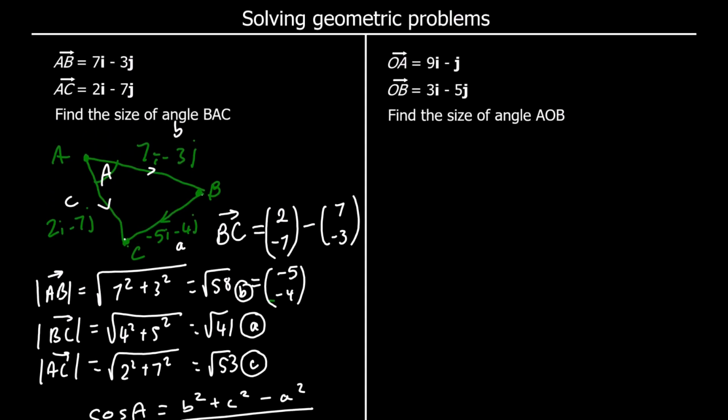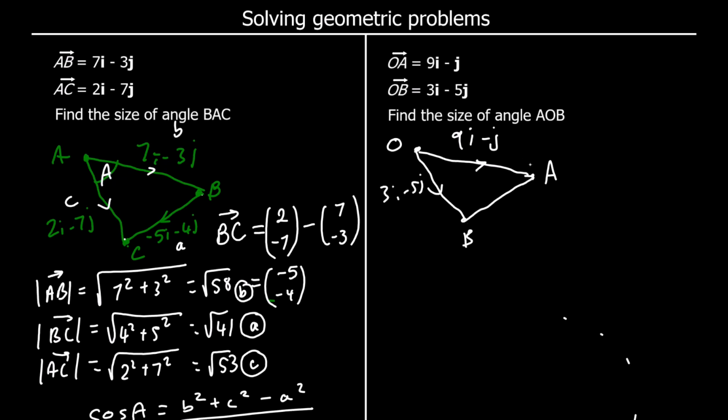Okay, one for you to try. Pause the video and give it a go. So OA is 9i minus j. OB is 3i minus 5j. So what's AB?